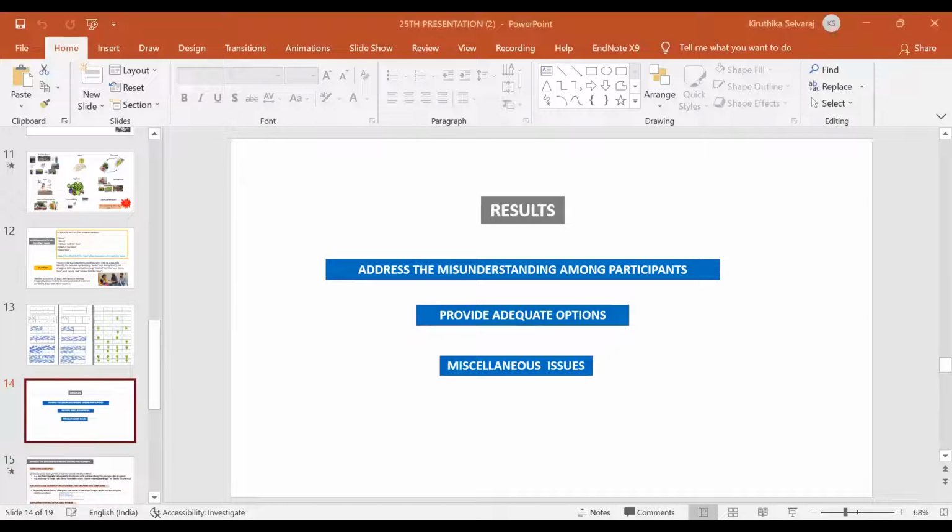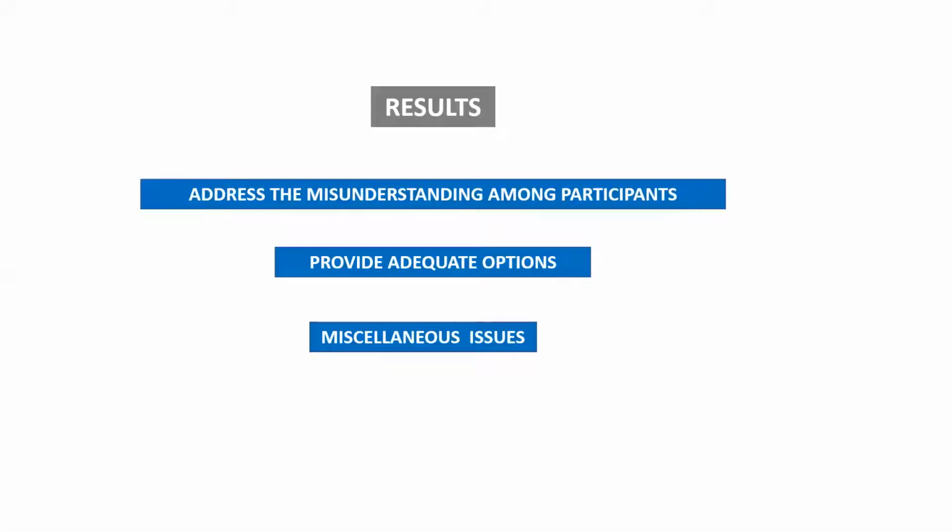With all the iterations that we did with the methods, we understood three important things that should be kept in mind when doing cognitive testing. The first is to address the misunderstanding among participants. The second is to provide adequate options so that it is easy for them to tell us the reasons. The third is miscellaneous issues. I'll give some practical examples from our experience to make it easier.